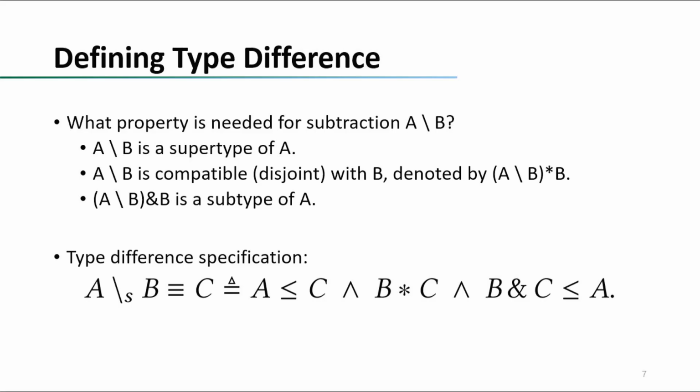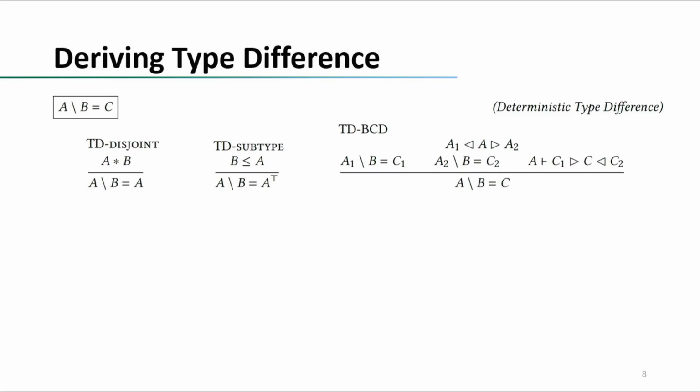And actually, the solution is very concise. Here is the type difference we want to propose. It only consists of a set of three inductive rules: TD disjoint, TD subtype, and TD BCD. Let's take a closer look at each one of them. The first one, TD disjoint, says that if A is disjoint with B, then subtracting B should have no effect on A. Or we can take an example. If A is a record, B is a record, and they have no common components, then subtracting B should have no effect on A.